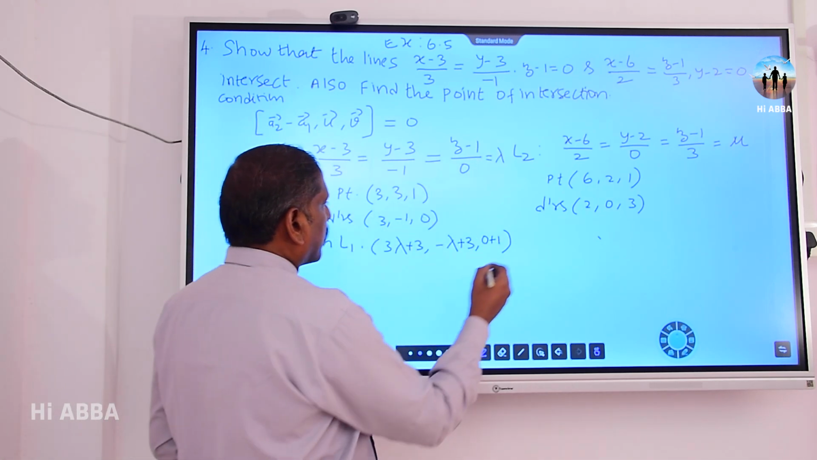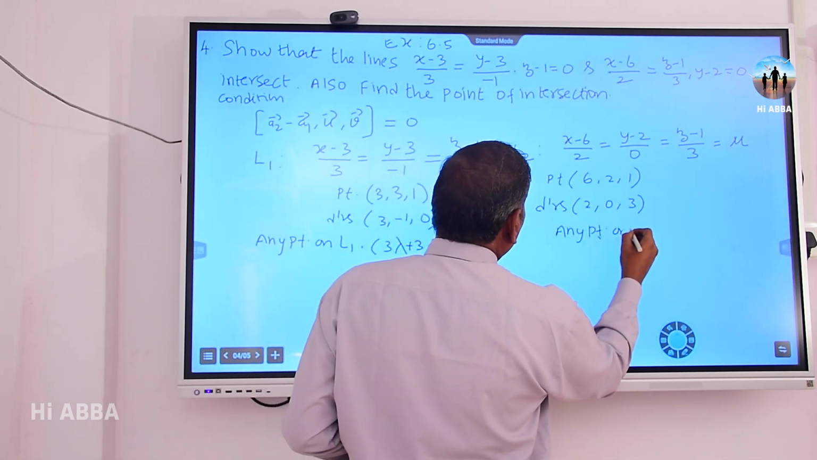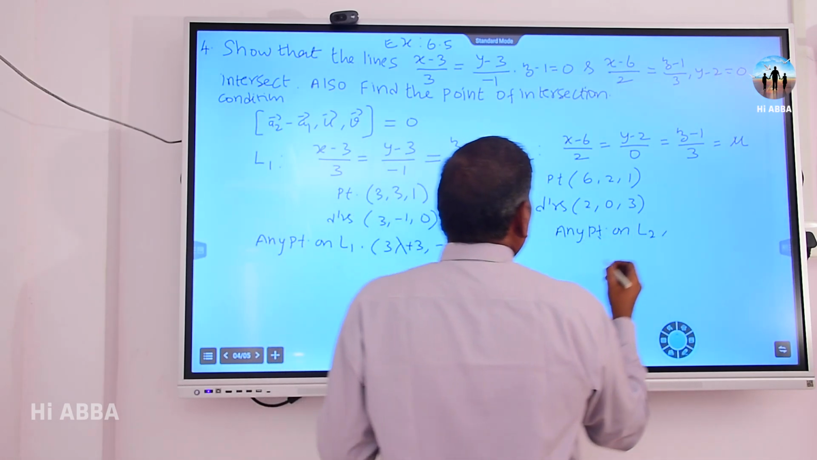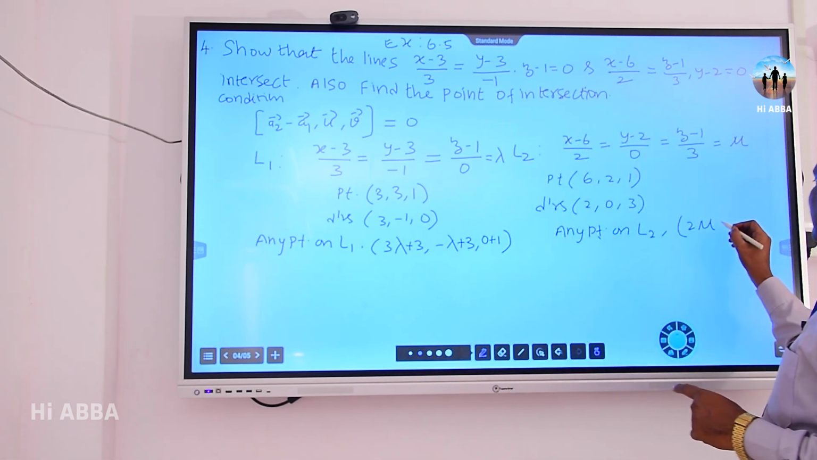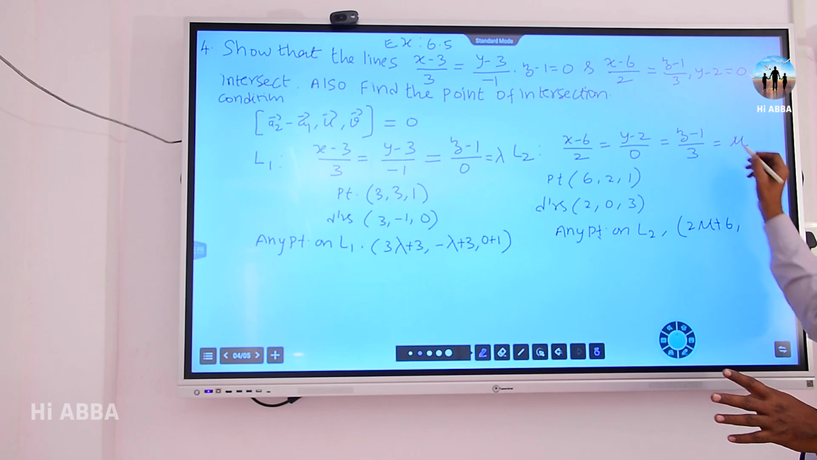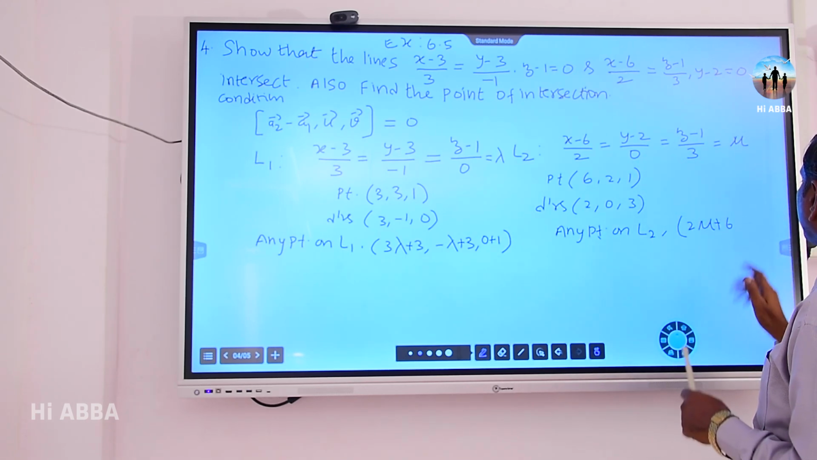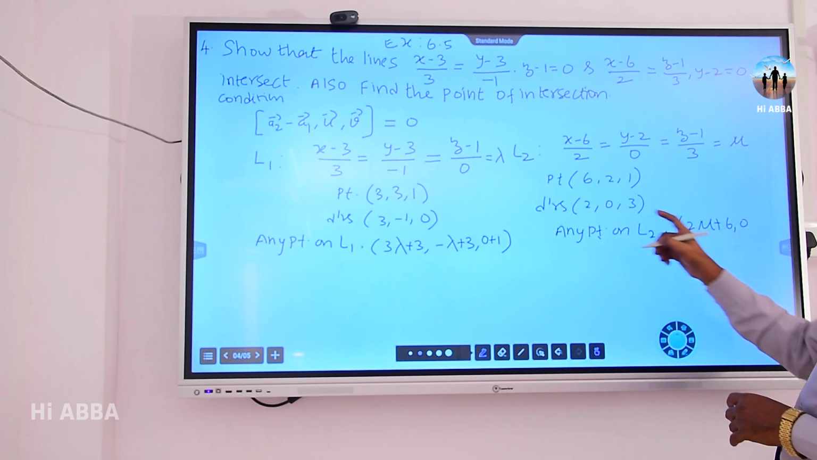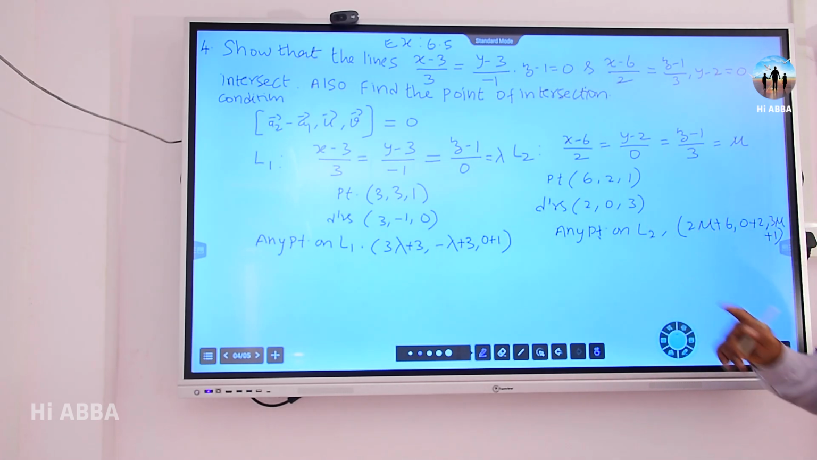In the same manner you just find out any point on line 2. So what you will be doing, cross multiplication 2 mu, and you will be adding 6. Good. Then cross multiply. If you cross multiply, which will give you 0, and then you will be adding this 2. Again do cross multiplication 3 mu, and you will be adding plus 1. So this will give you any point on line 1, and this is line 2.